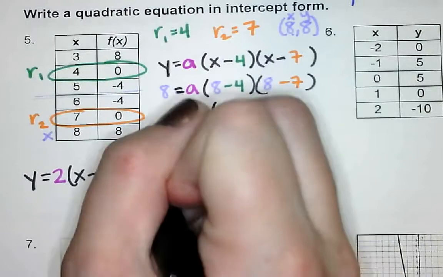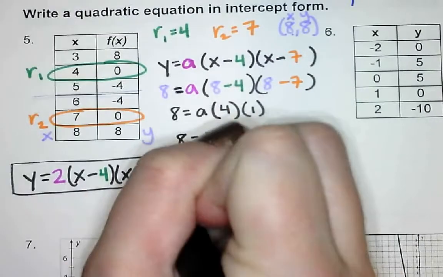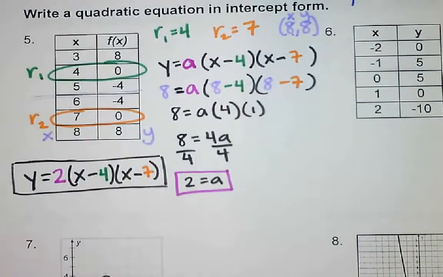Do y'all feel good about that? I personally think intercept form is a little bit easier because you don't have to square anything. But it's at least easier to find that A value. All right? So we have Y equals 2 times X minus 4 times X minus 7. Y'all feel good about that?